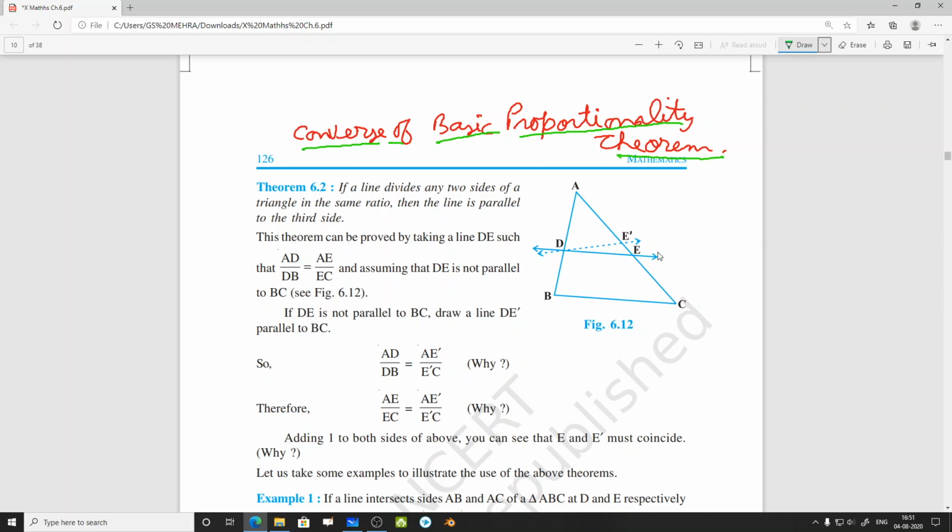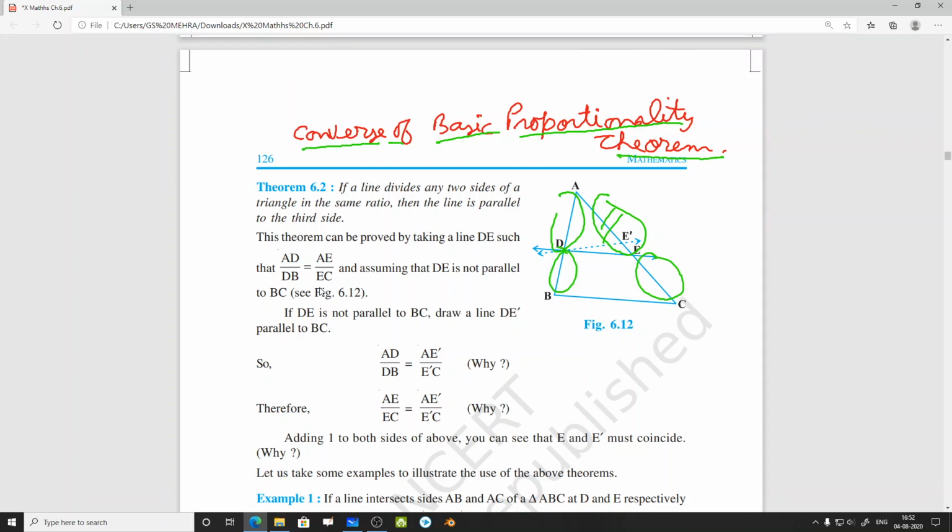As already explained, suppose this line DE is such that the ratio of AD and BD is equal to the ratio of AE and EC. Then we will say that the line DE is parallel to BC. So this is the converse of the basic proportionality theorem, and we have to apply theorem 6.1 or theorem 6.2 as and when required.